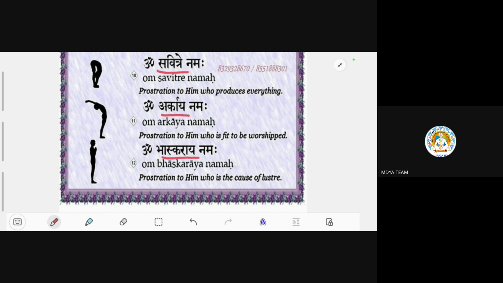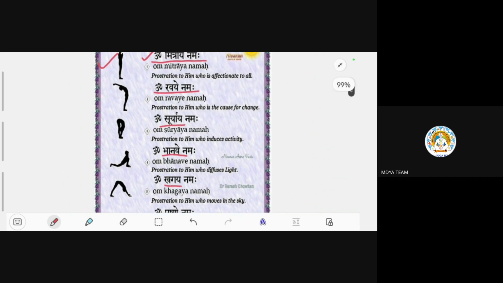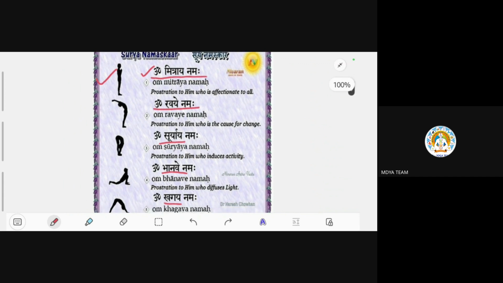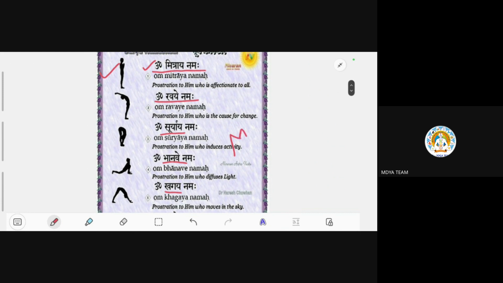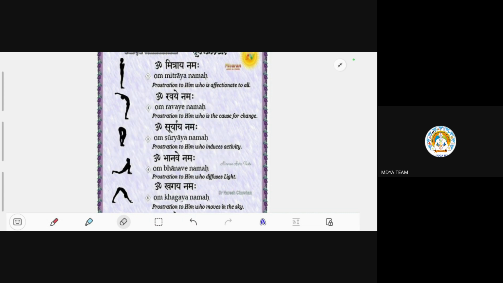There is also a mnemonic; it depends from person to person how you remember. We'll remember accordingly. People make mnemonics like mi, ra, su, bha, khag. It's up to you, different types of mnemonics for different people. So it's not necessary to make a mnemonic like this. It's up to you how you can remember it, how you can memorize it. But this question is very common. You have to remember this. This question is very, very important.